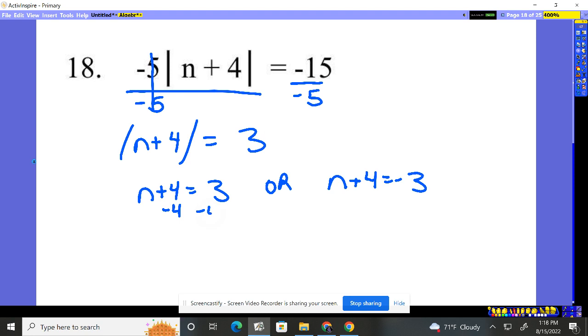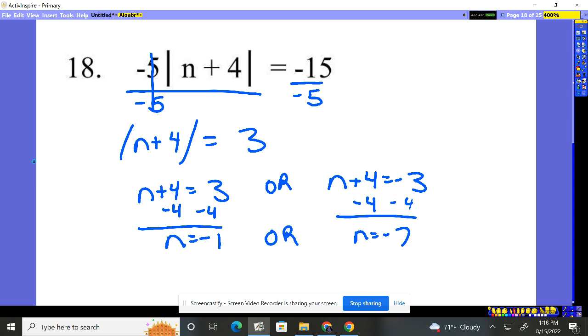Subtract 4, subtract 4. n could be negative 1. The other possibility, n could be negative 7. So our solutions, n equals negative 1 or n is negative 7.